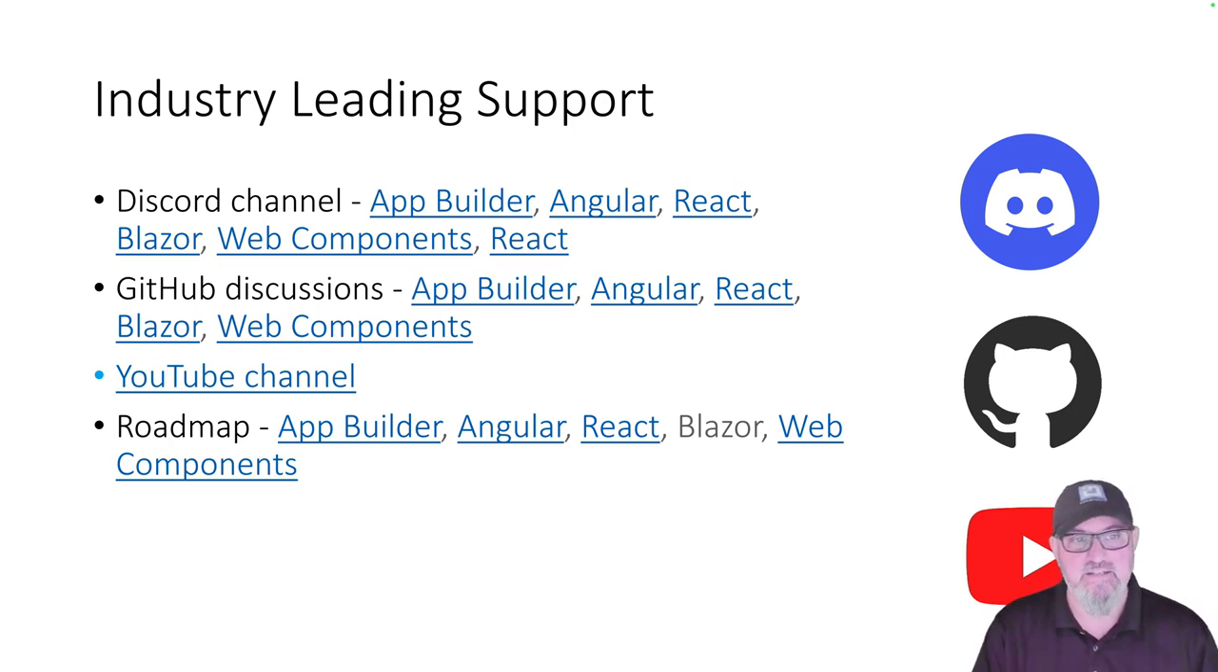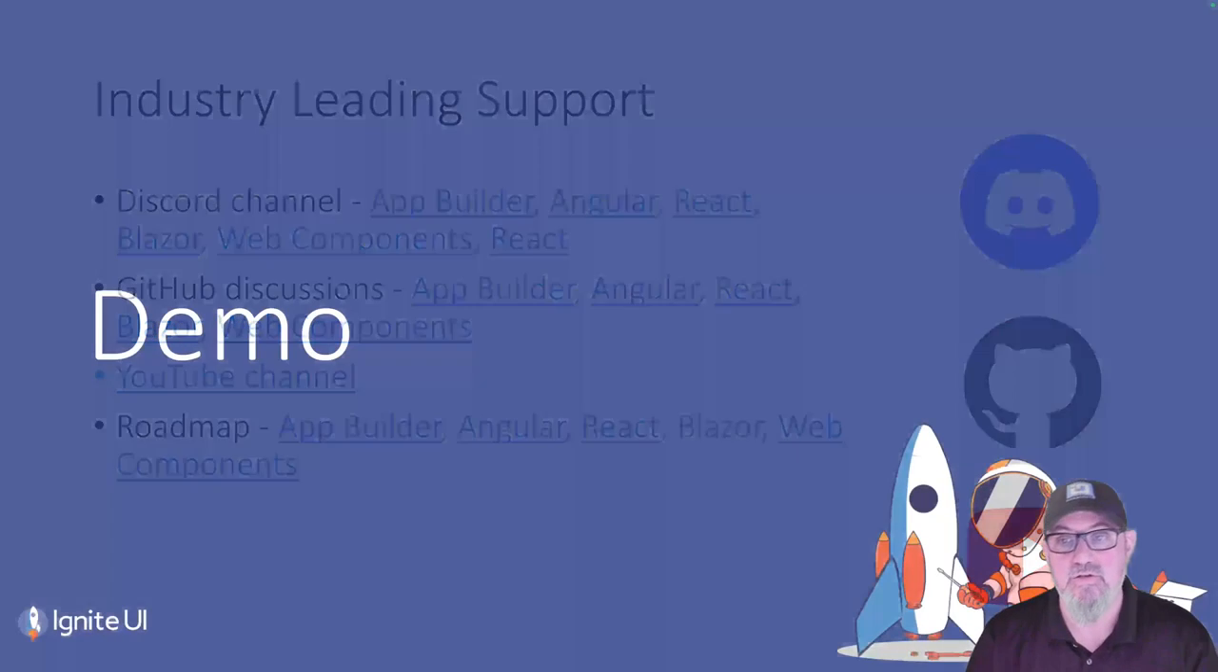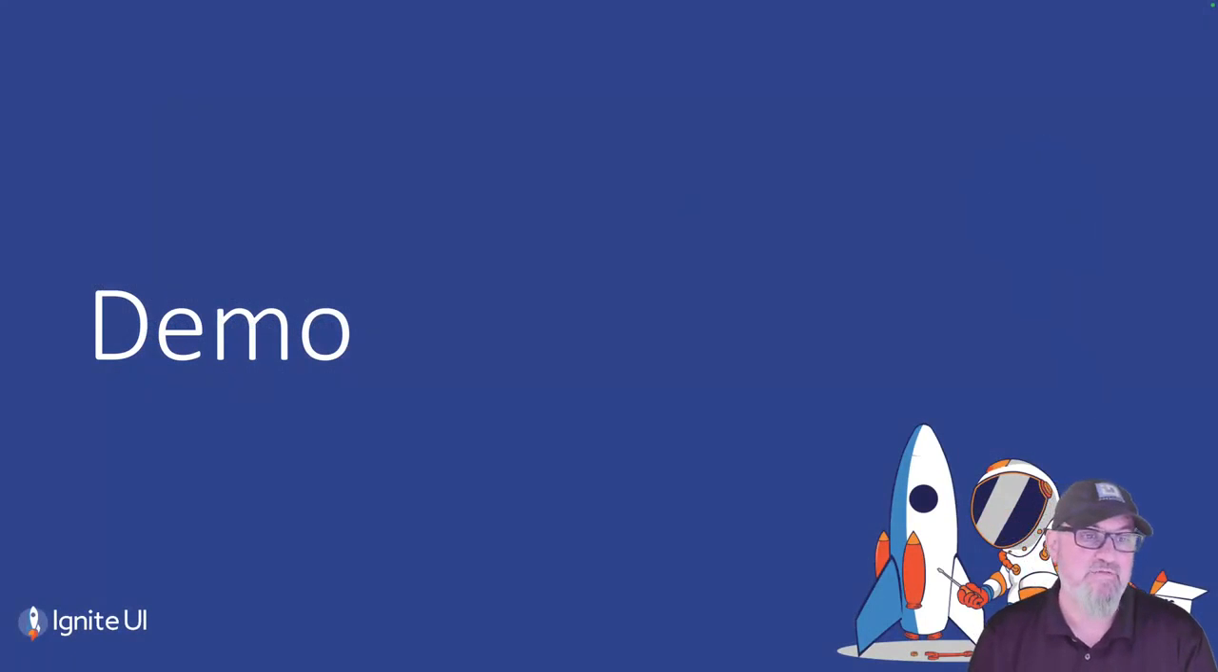GitHub has discussions. GitHub also has READMEs, roadmaps, issues, like I mentioned. And then, of course, we have a YouTube channel with all kinds of webinars, how-to videos, etc. So helping you get to the outcome that you need as fast as possible is really our goal. And we think that we do that with all the options, besides having a great product and then coupling the components with App Builder, really enabling you to build and deliver applications faster.